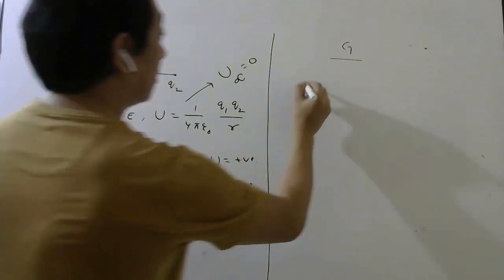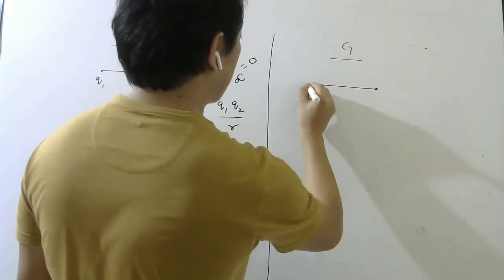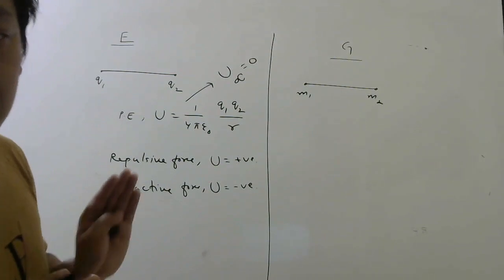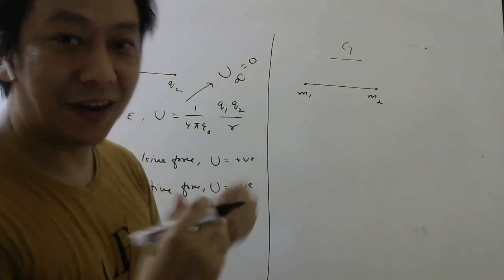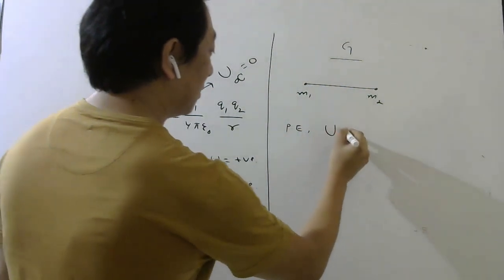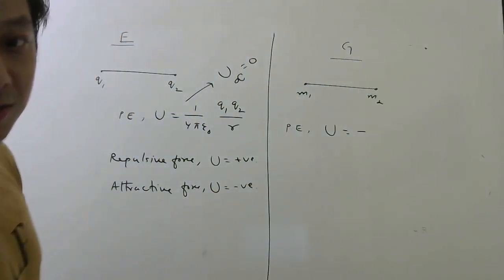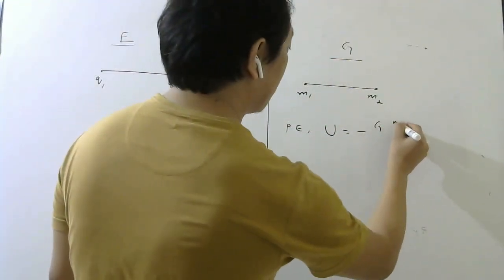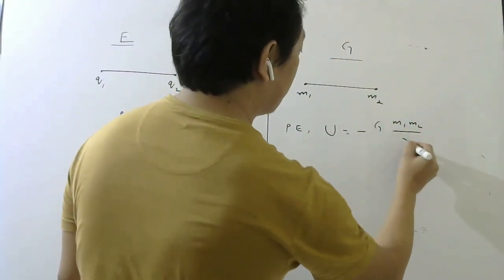Now, when it comes to gravitation, if you have two masses, m1, m2, then you don't have any other option. Gravitation is always attractive. So when you write the potential energy, you have to write minus because it is always attractive. And 1 by 4 pi epsilon naught is replaced by G, so G m1 m2 by r.